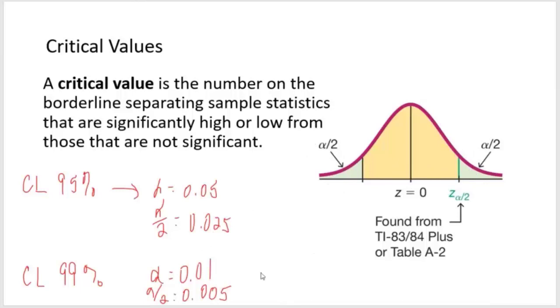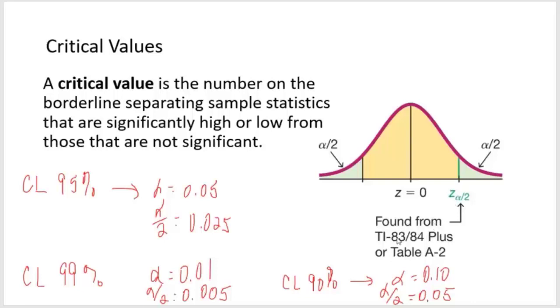And there was one other one that was common. It wasn't as common as the 95, so I did that one first. But the other confidence level is that if we were at 90%, then alpha is at 10% or 0.10. So alpha over 2 would be 0.05. It's going to be important that you know how much that alpha is, but also the alpha over 2, so that we can get this z sub alpha over 2.